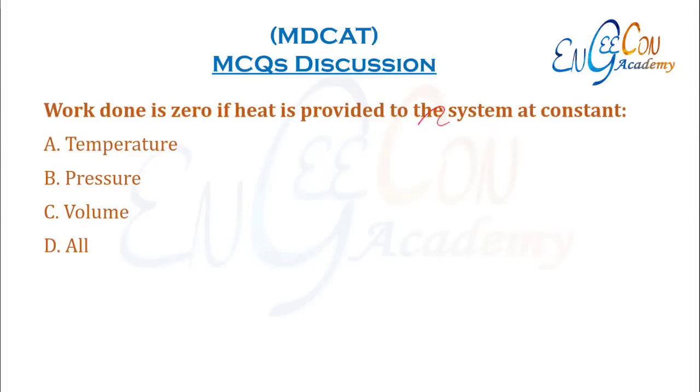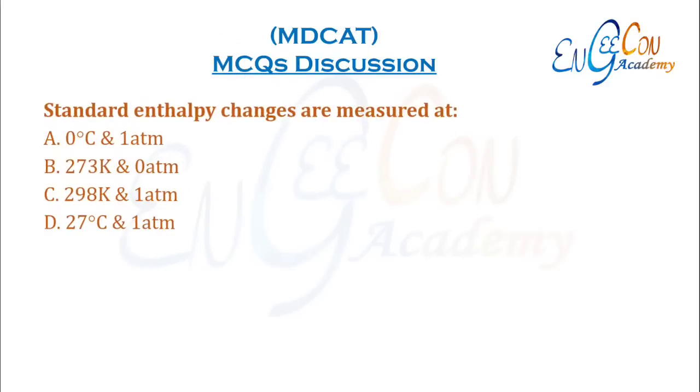Work done is 0 if heat provided to the system at constant. So now we have the equation delta E is equal to Q plus P delta V. Now when the volume is constant, so delta V is equal to 0. So this whole term which is equal to work, it also becomes 0. So at constant volume the work done is 0. So C is the correct option. Standard enthalpy changes are measured at, so standard changes in thermochemistry are measured at 25 degree, which is 298 Kelvin, and 1 atm pressure. So C is the correct option.